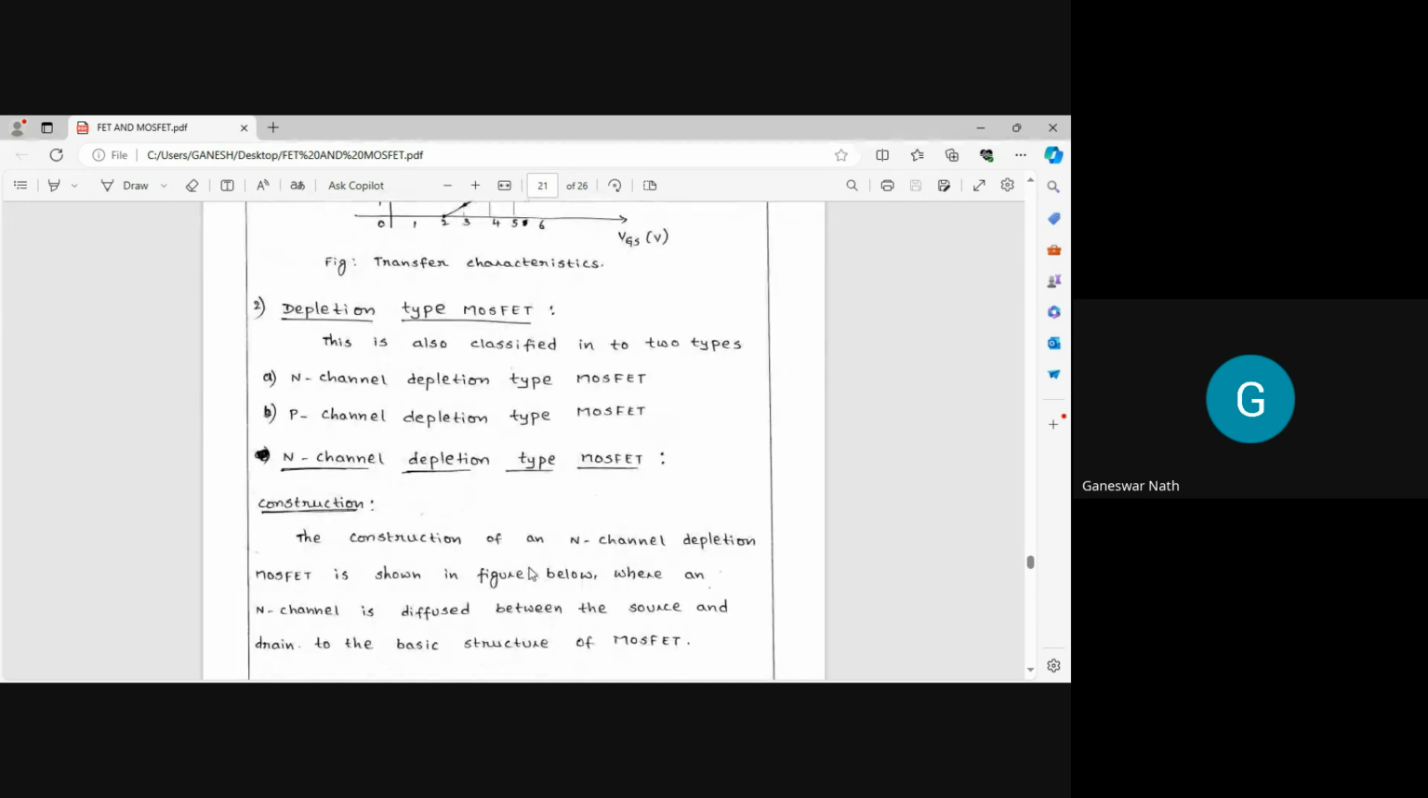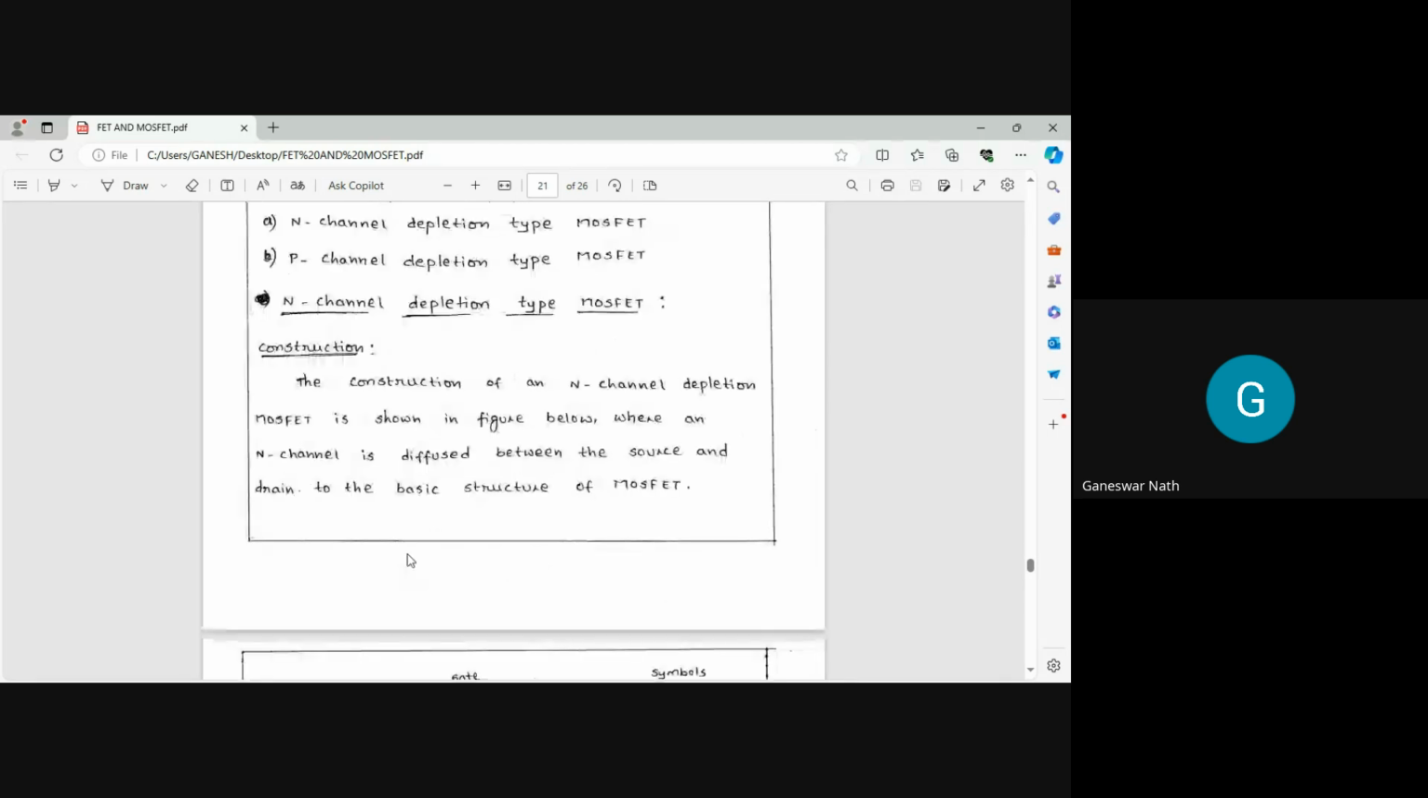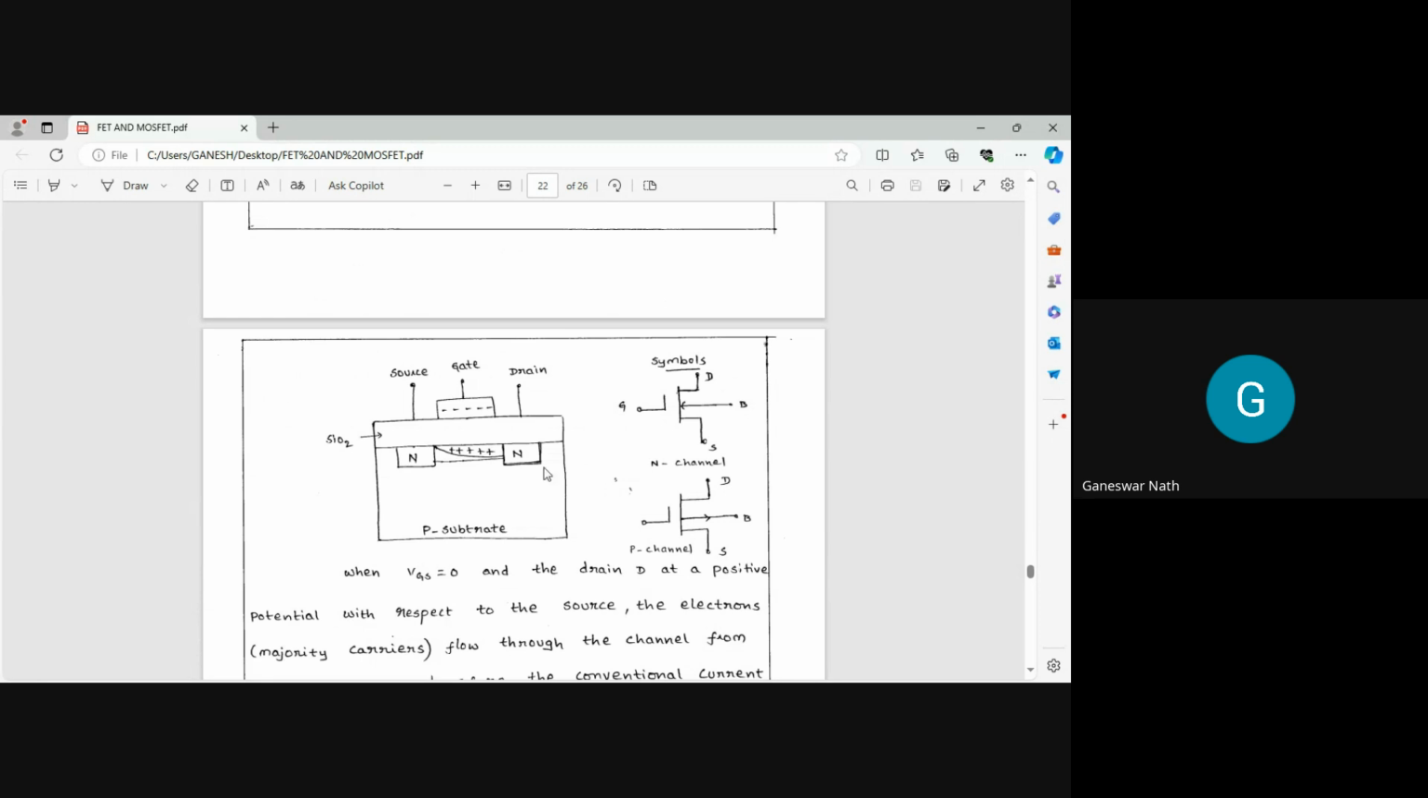Then the depletion type MOSFET, you can find this is also classified into two types. One is called N channel depletion type, the other is called P channel. Okay, N channel depletion type MOSFET you can find. The construction of our N channel depletion MOSFET is as shown in the figure, where an N channel is diffused between the source and the drain in the basic structure of the MOSFET here. You can see the diagram. So this is a P-type substrate. The N channel is a small strip that is formed in the surface. Okay.